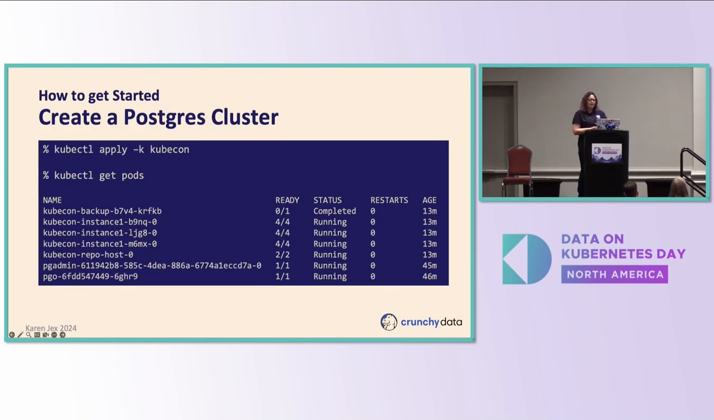Once you apply the manifest, the operator will create you a 3-node high availability Postgres cluster with backups. So you can see here the pods that have been created. We've got an initial backup, the 3 Postgres pods, the backup repo pod, pgAdmin pod, because pgAdmin's available to you with this operator, and the operator itself. The operator is then going to work to keep your cluster in that state, even if one of those components fails.